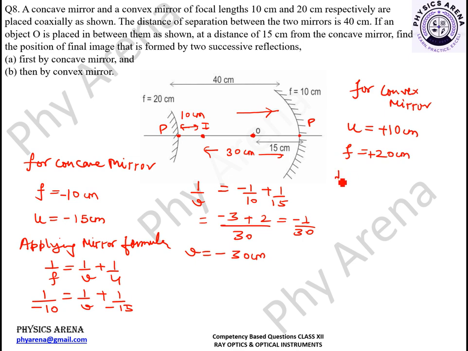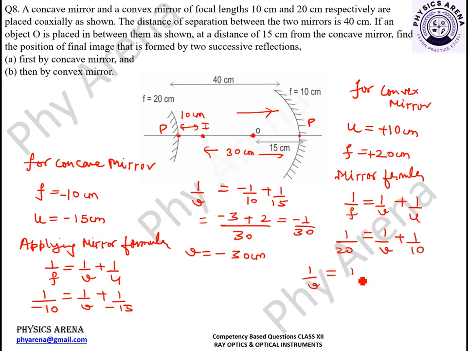Again we can apply the mirror formula, and we can write 1 upon f is equal to 1 upon v plus 1 upon u. That will be 1 upon 20 is equal to 1 upon v plus 1 upon 10. And this 1 upon 10 will go to the left hand side. We can write 1 upon v is equal to 1 upon 20 minus 1 upon 10. Take the LCM, 1 minus 2, and it will be minus 1 upon 20. So finally we get v is equal to minus 20 centimeter.